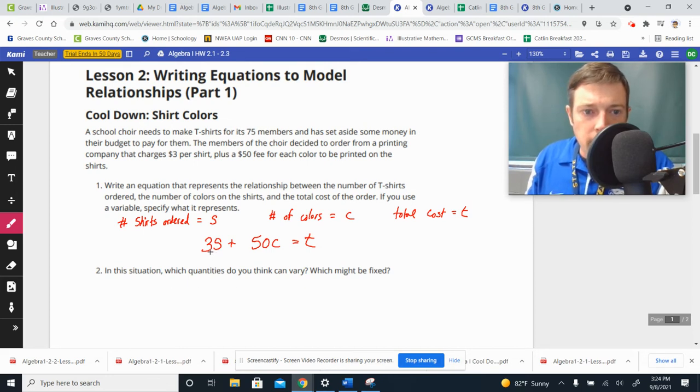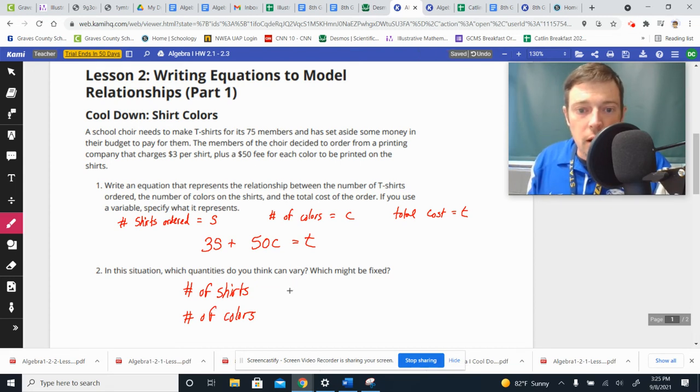Well, I don't think that the $3 is going to come off of that because that's the price that the company set. Same thing with the 50, that's set by the company. But the varied numbers would be the number of shirts that we order. We could have more or less if parents want to get some, stuff like that. I think the number of colors, we have the choice of picking out our design. So that could vary from 1, 2, 3, 4, or whatever we want on the shirt. And then obviously, T, the total cost. Total cost can vary. Those are the ones that can vary.